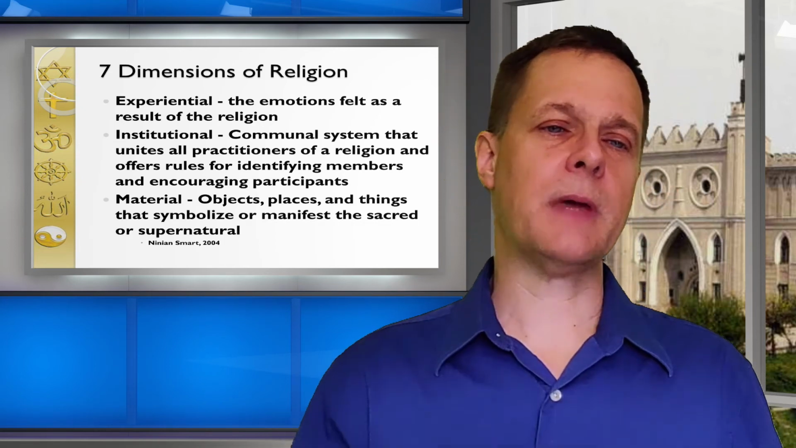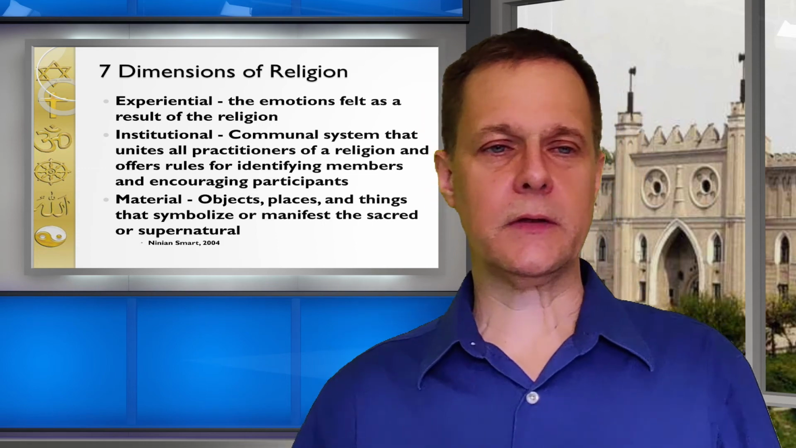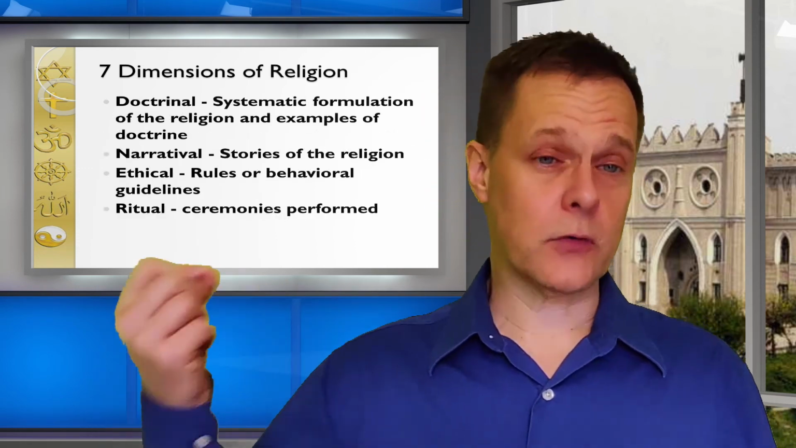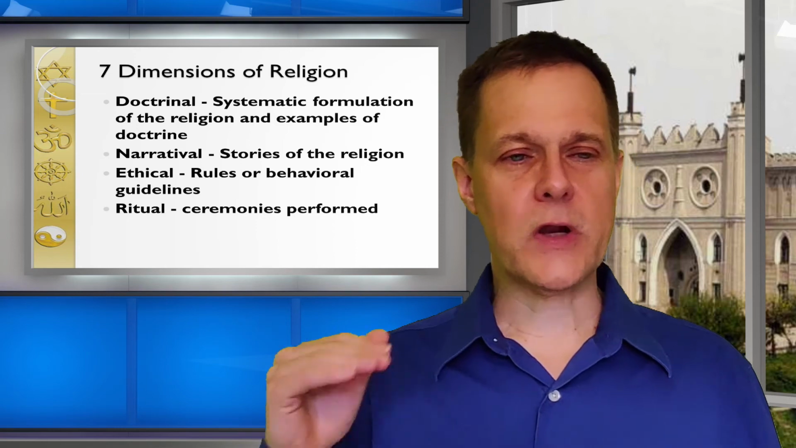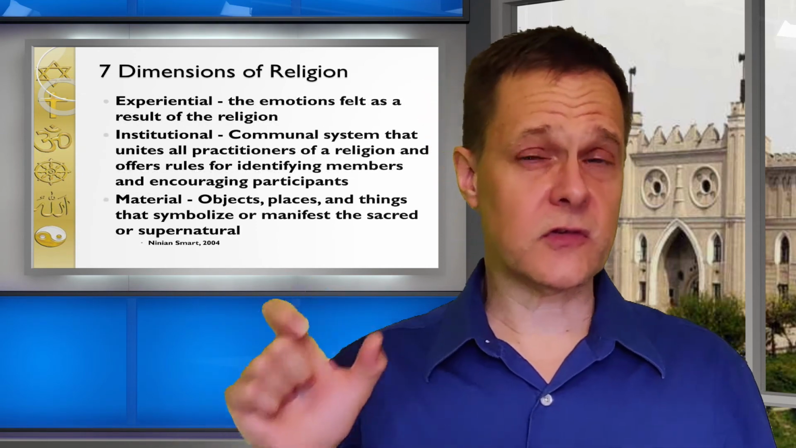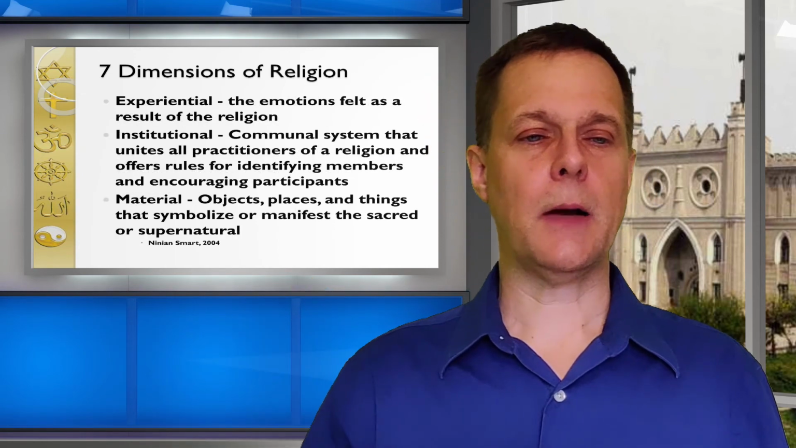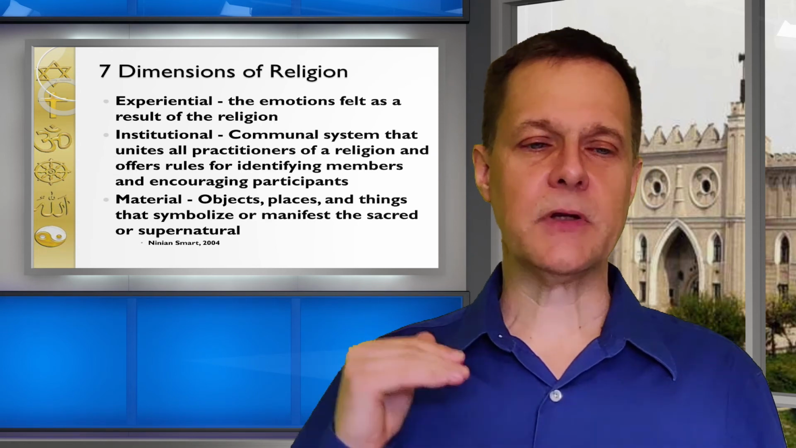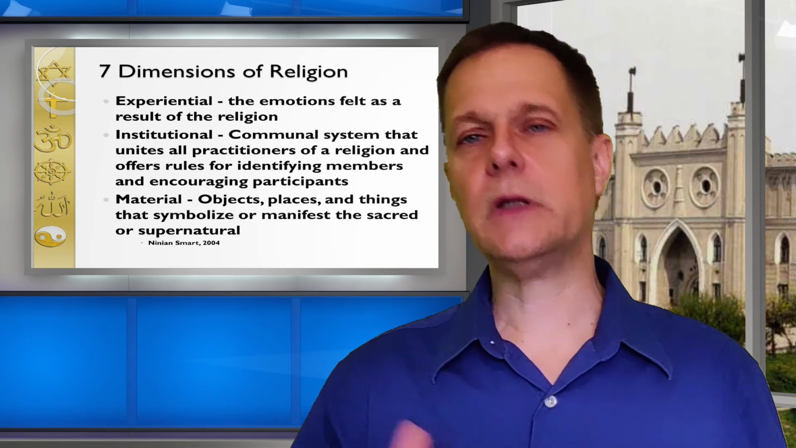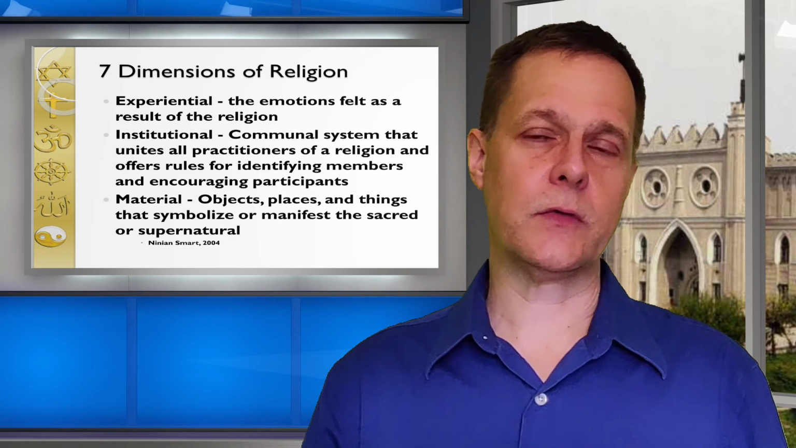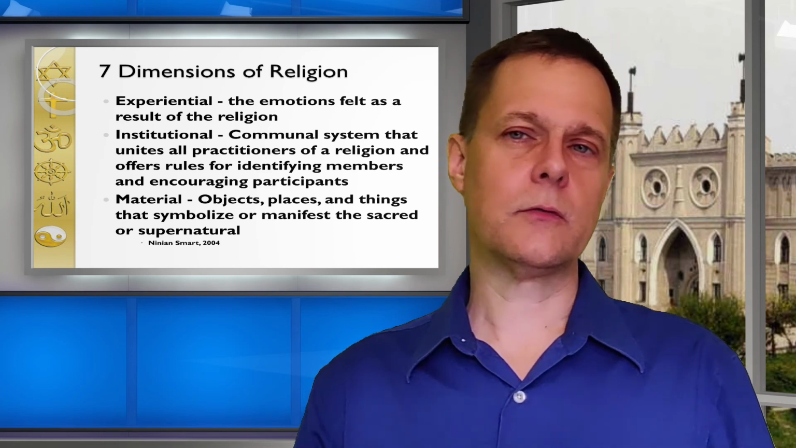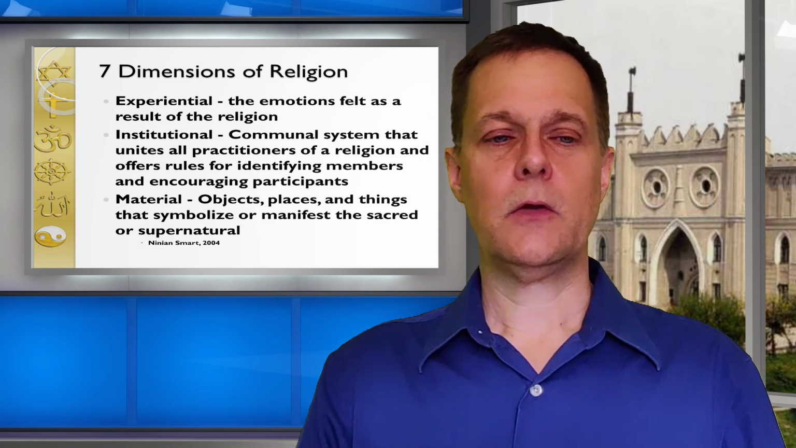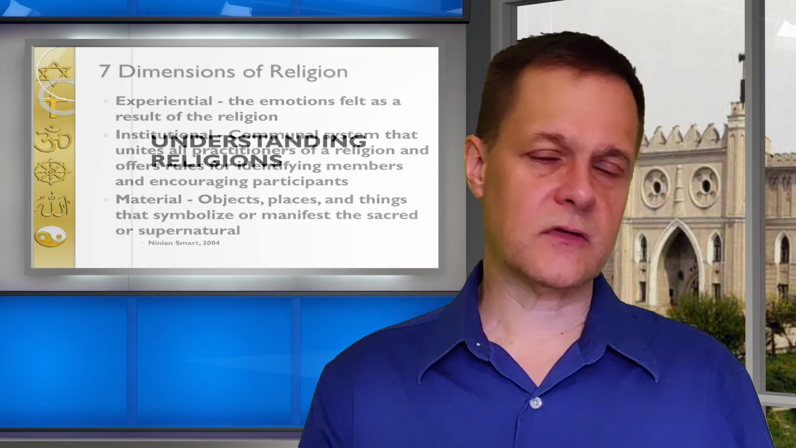So these 7 dimensions, again, I'm going to go through them real quickly: doctrinal, narratival or story, ethical, ritual, experiential, and this is especially maybe emotional, institutional, and material. So as we look at different religions now through these lectures coming up, we'll also attempt to look at how these religions approach these 7 dimensions.